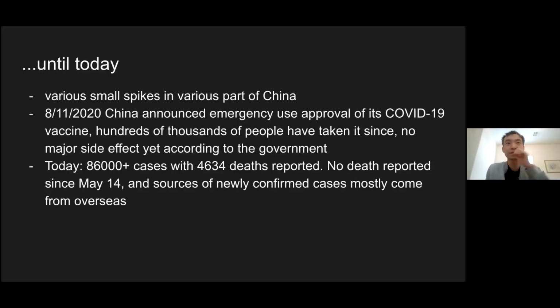Until today, there are still very small spikes in some parts of China. And in August, very early, they announced they have their vaccine and it's approved by China CDC. They say it's effective and they are giving their vaccine to other countries, yet they didn't provide enough clinical data as Pfizer and Moderna did in the US. So we don't really know if it's good. And today we have, as I repeated before, 86,000 some cases and 4,000 deaths. The newly confirmed cases mostly come from overseas.